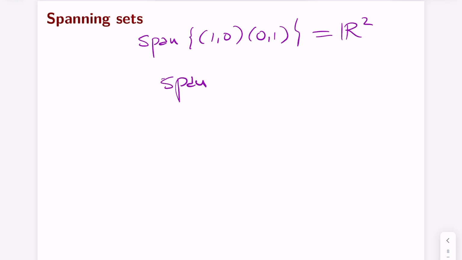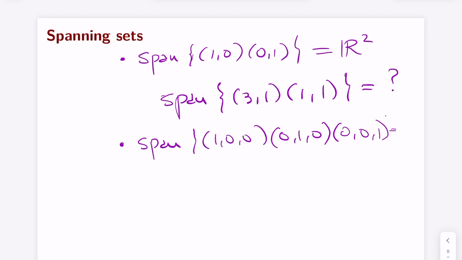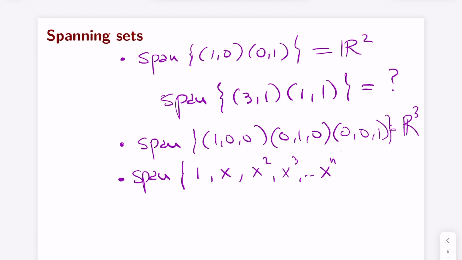So what is the space spanned by the vectors, for instance, (3,1) and (1,1)? We can also calculate that. The standard basis vectors we know right away span R2, in the same way that the span of the vectors (1,0,0), (0,1,0), (0,0,1) is R3. We also know that the polynomials 1, x, x squared, x cubed, until x^n, span the space of polynomials of degree less than or equal to n.